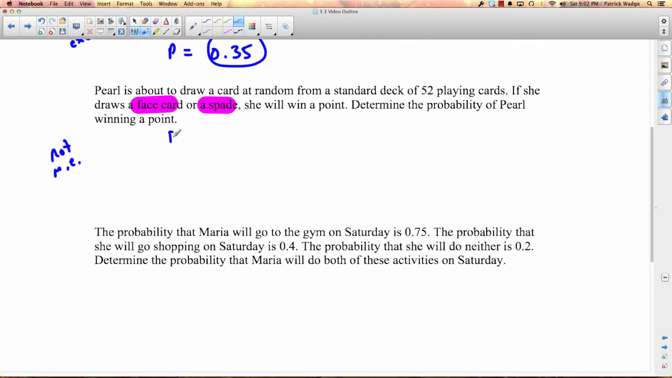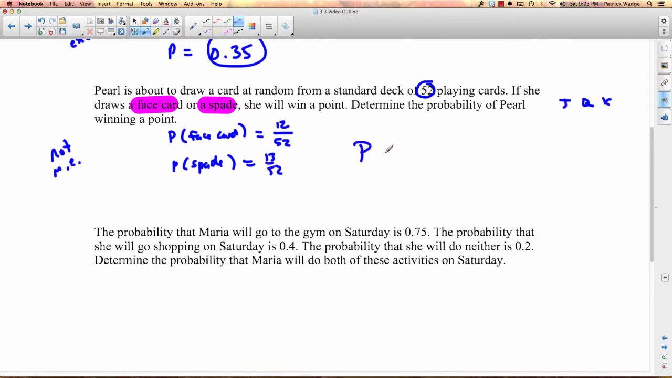Okay, so let's first of all think of what the probability is of getting a face card. Face cards, as we've said a bunch of times, are jack, queen, king, and you have them in 4 different suits. So 3 of them times 4 equals 12. So the probability of getting a face card is 12 out of 52. There's 52 cards. What's the probability of getting a spade? There's 13 spades, so it's 13 out of 52.